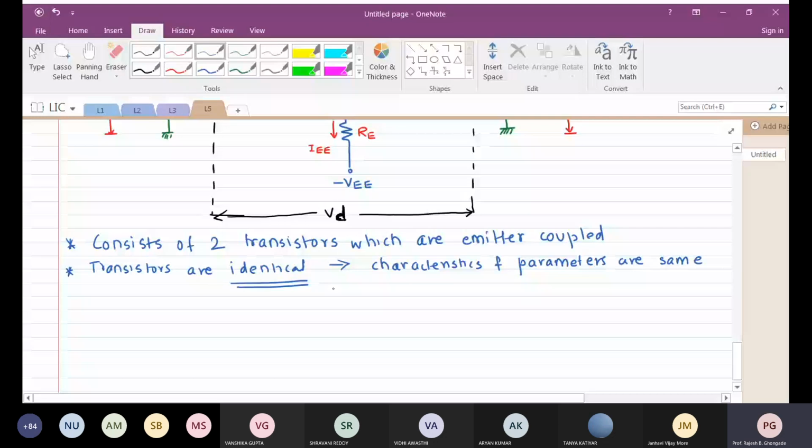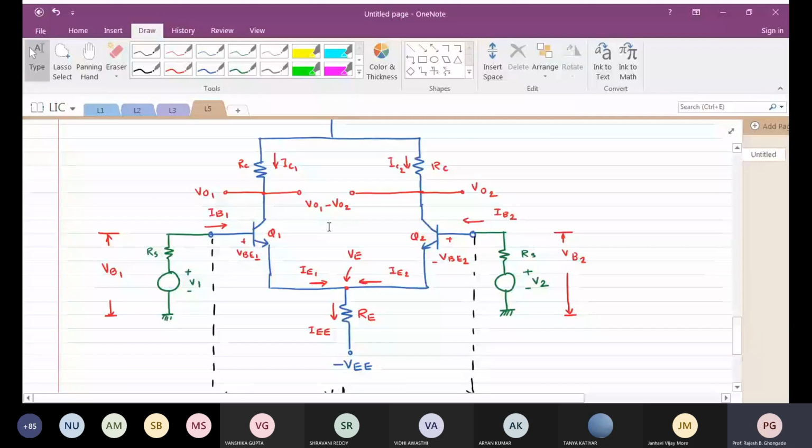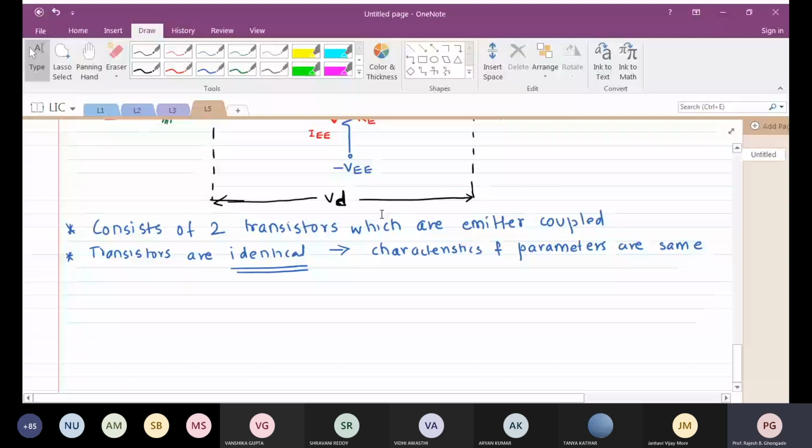So I'll manufacture two transistors on the same chip, for example, and it is expected that these two transistors will have identical parameters. Now, interestingly, the basic requirement of any differential amplifier is that these two transistors must be identical. Is that clear? Guys, are you there with me? Yes, sir. Pay attention, be attentive. This is a very, very important thing that we are studying.